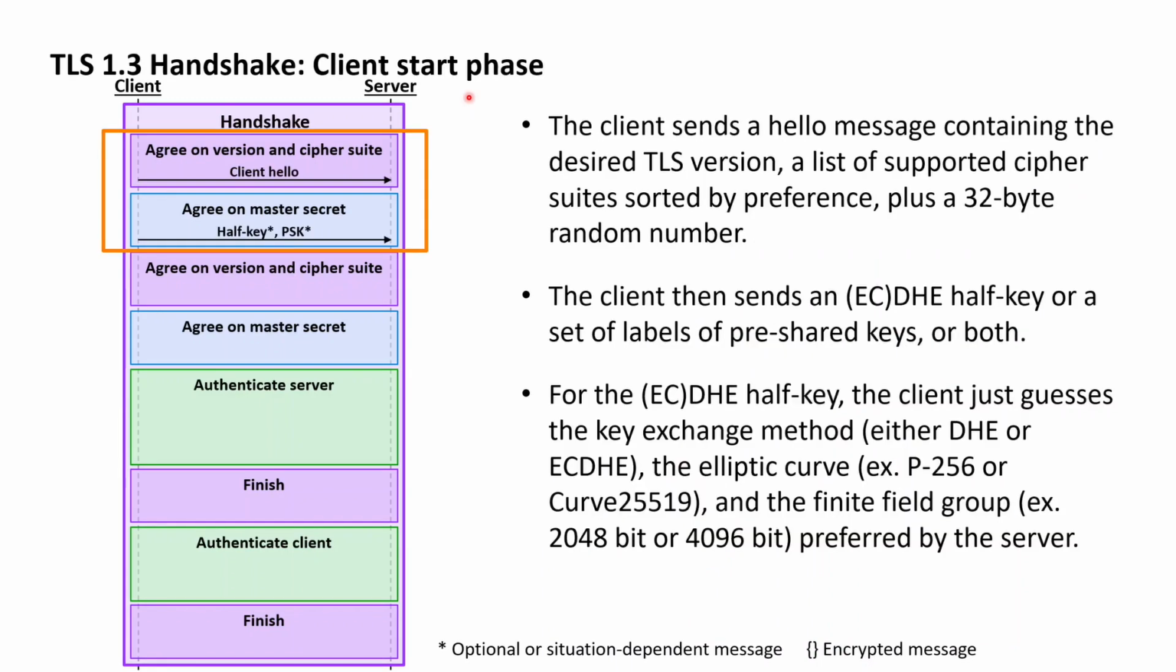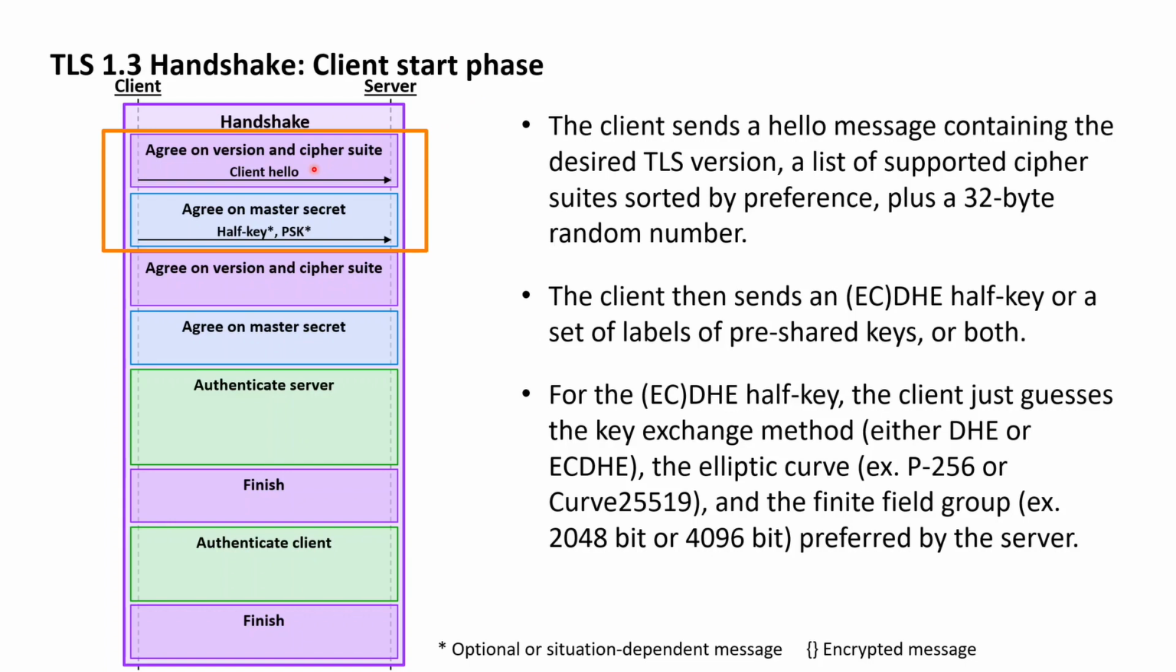The TLS 1.3 handshake now starts with a client start phase, where the client sends a client hello message and then immediately also sends an ephemeral Diffie-Hellman half key and/or a pre-shared key. Very similar to the client hello message of TLS 1.2, the client hello message of TLS 1.3 contains the TLS version that the client desires to use for the connection.